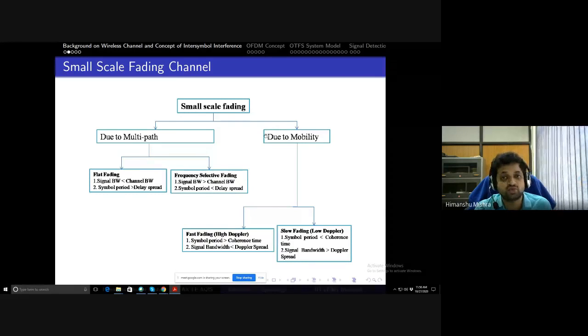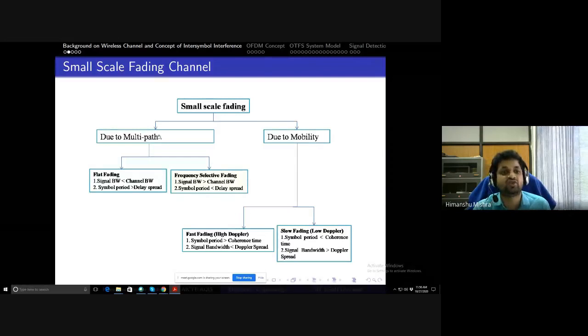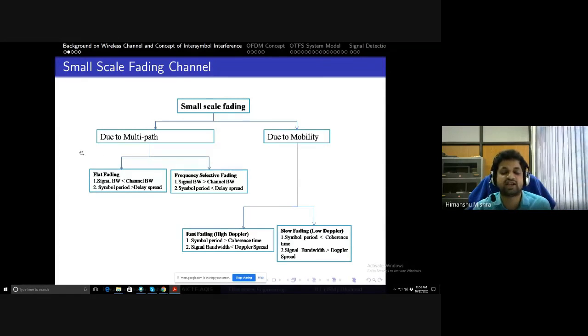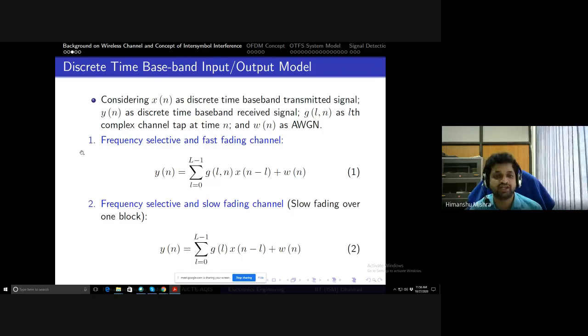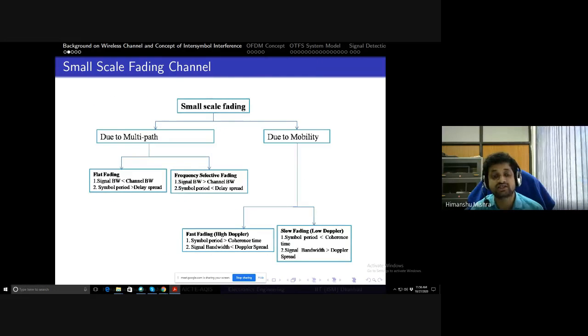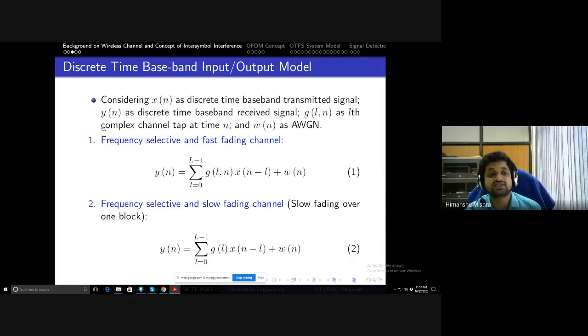So remember, there are two main things in a wireless channel which affect our signal fading. One is due to multipath, that means the same signal will be transmitted over multiple paths. It will have reflection, refraction, scattering, a lot of paths are there. And another is due to the time varying nature of the channel, or due to our mobility, where the user is moving. These two things are affecting the fading of wireless communication. So considering these, we have four different types of channel.